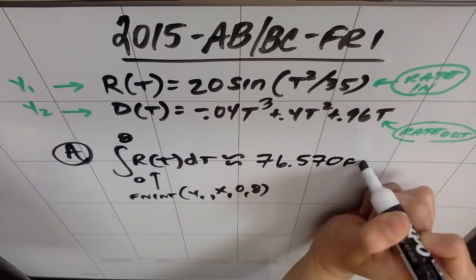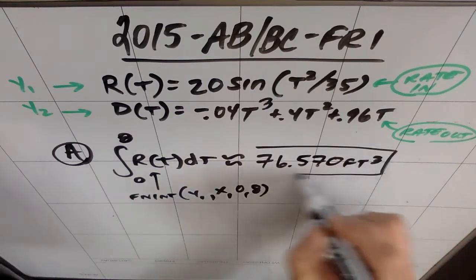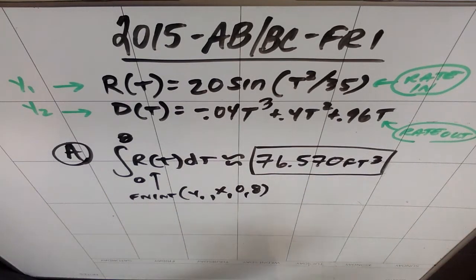76.570. Now, you actually don't have to write cubic feet here because the question said how many cubic feet, so the units are implied. But it doesn't hurt to know the correct units.